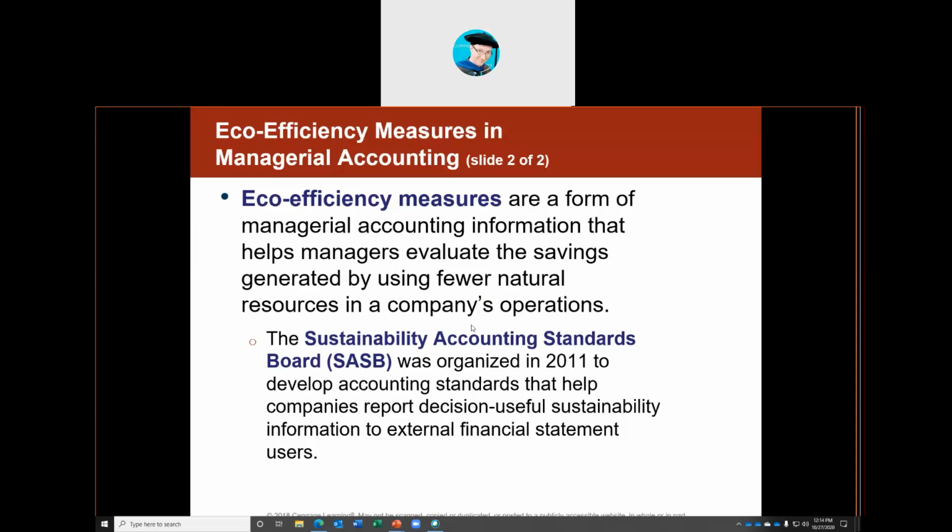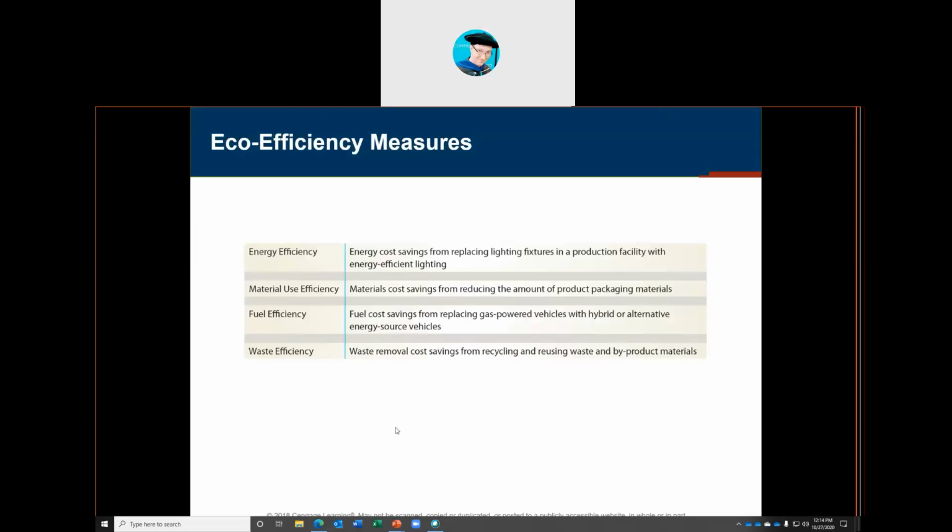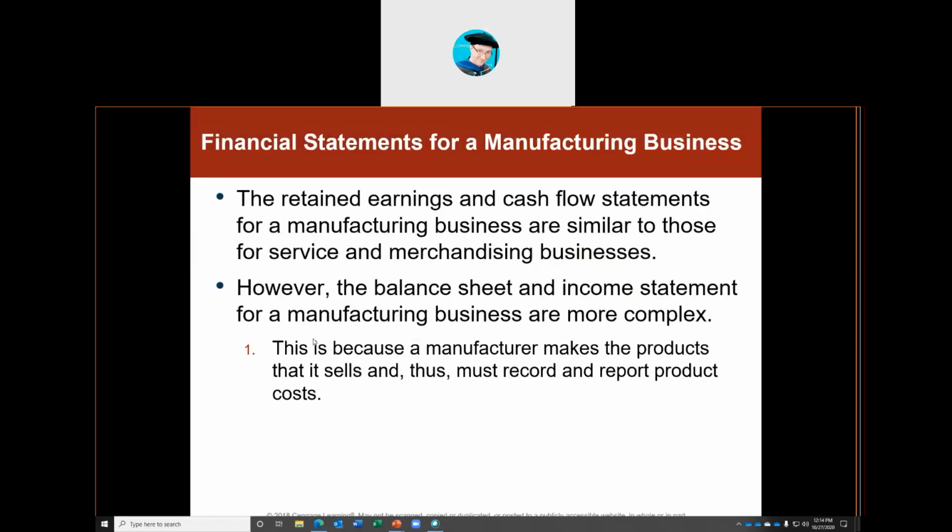The Sustainability Accounting Standards Board was organized in 2011 to help companies become more conscious and sustainable by reporting on their sustainability efforts in the financial statements. Here's some more examples of that: energy efficiency, use of materials, fuel efficiency, and waste efficiency.